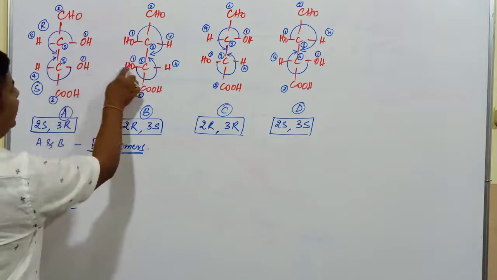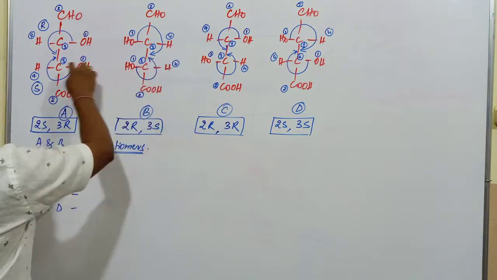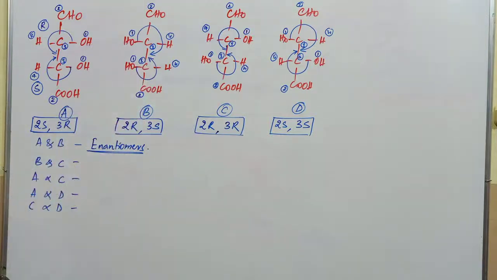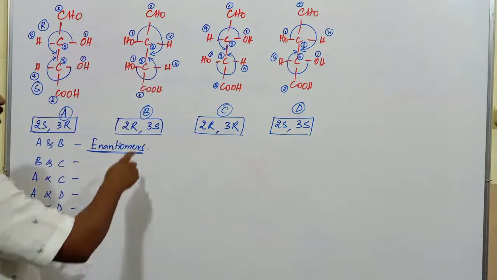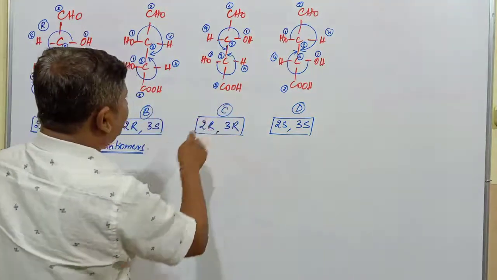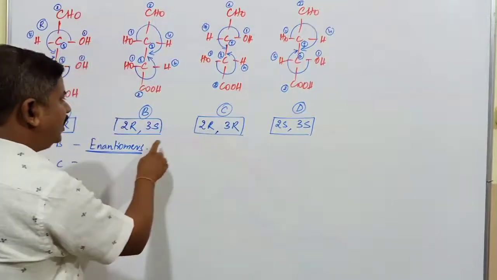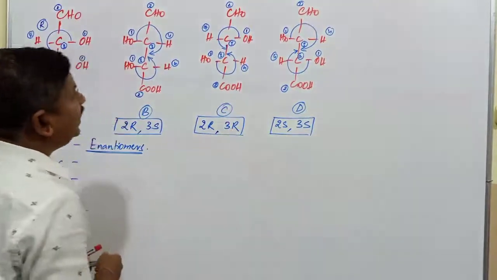OH is found to be there, OH. On these two sides, hydrogen is present. Naturally, this particular set of compounds are enantiomers. Now, what is the relationship observed in case of B as well as C? Here 2R is converted into the same 2R, but 3S is converted into 3R.